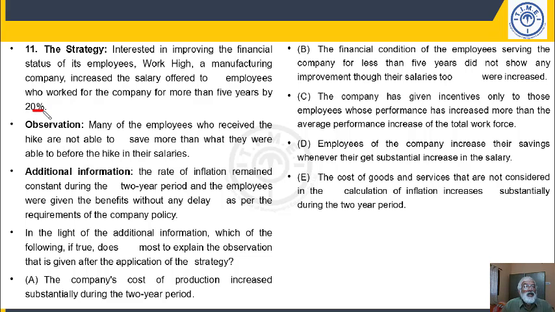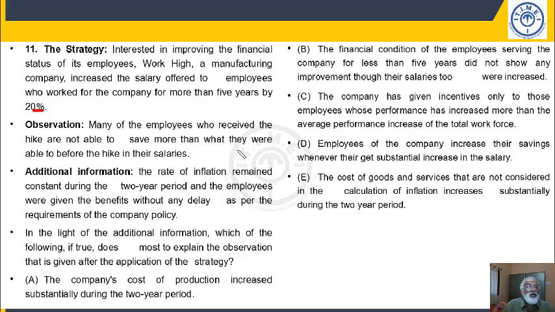Now, their financial status will increase if real incomes increase. You know that. If costs have also increased by 20% or more, then improving their salary is not going to improve their financial status. Okay. Observation. Many of the employees who receive the hike are not able to save more than what they were able to before the hike in their salaries, which obviously tells you that even though they got 20% more, they couldn't save anything. Therefore, their financial status didn't really improve. That's because they actually were spending that extra 20% on a 20% increase in cost. Fine. So they were not able to save.